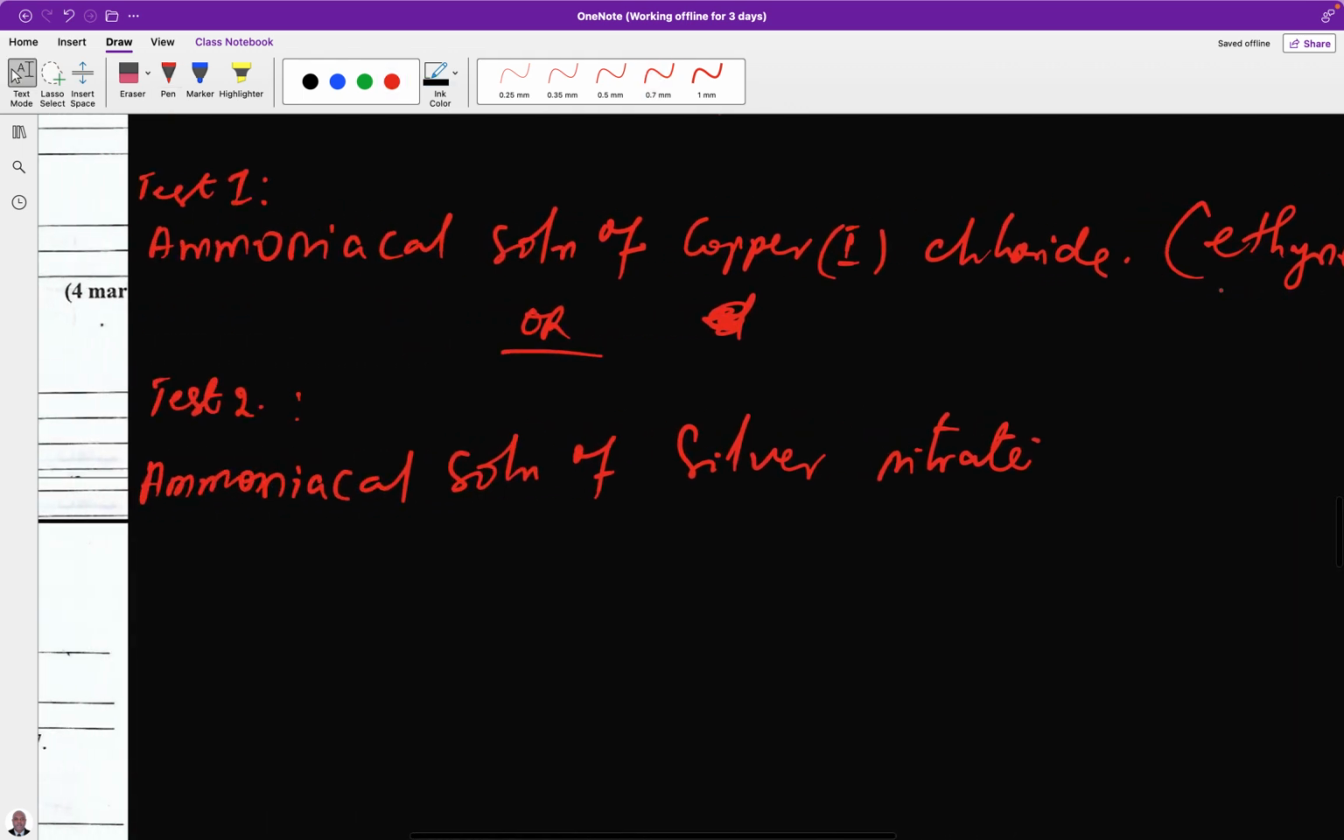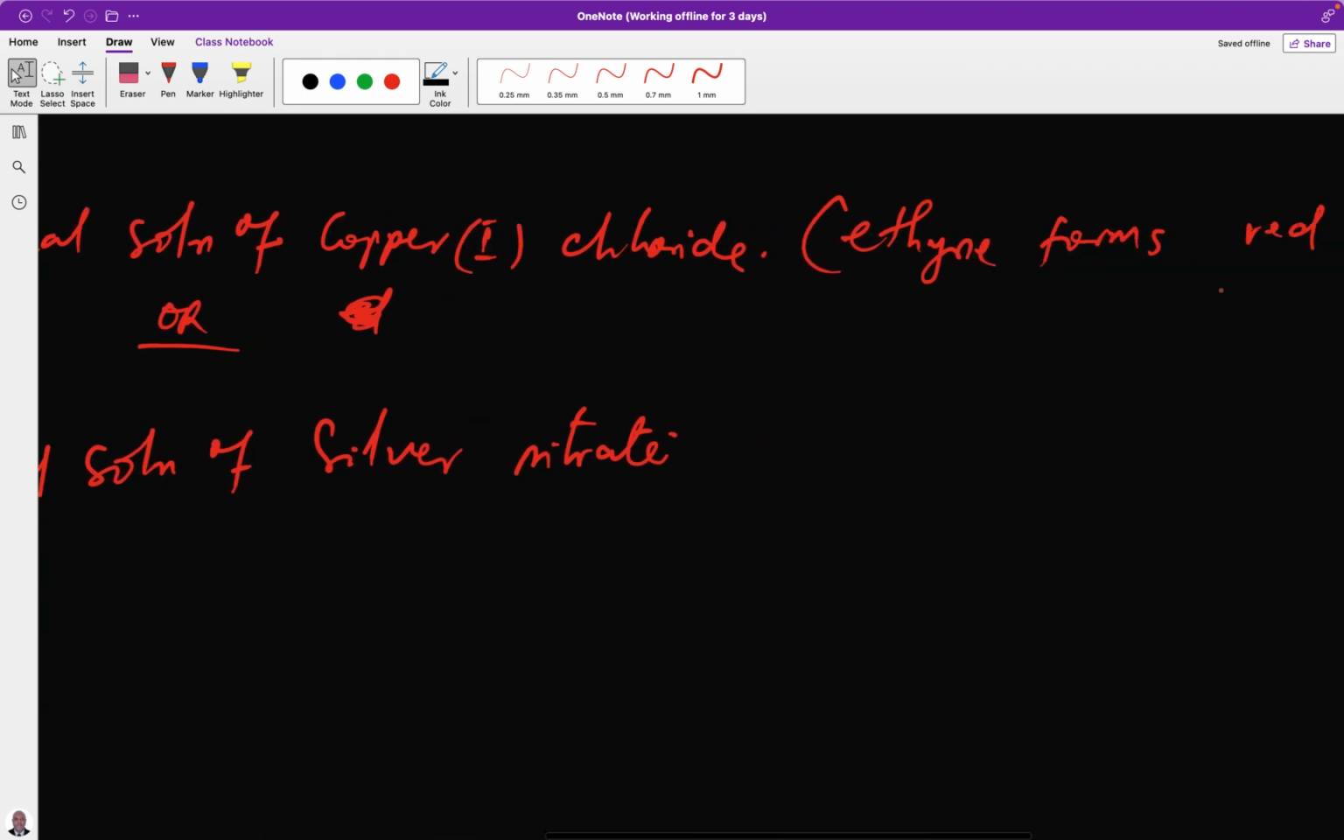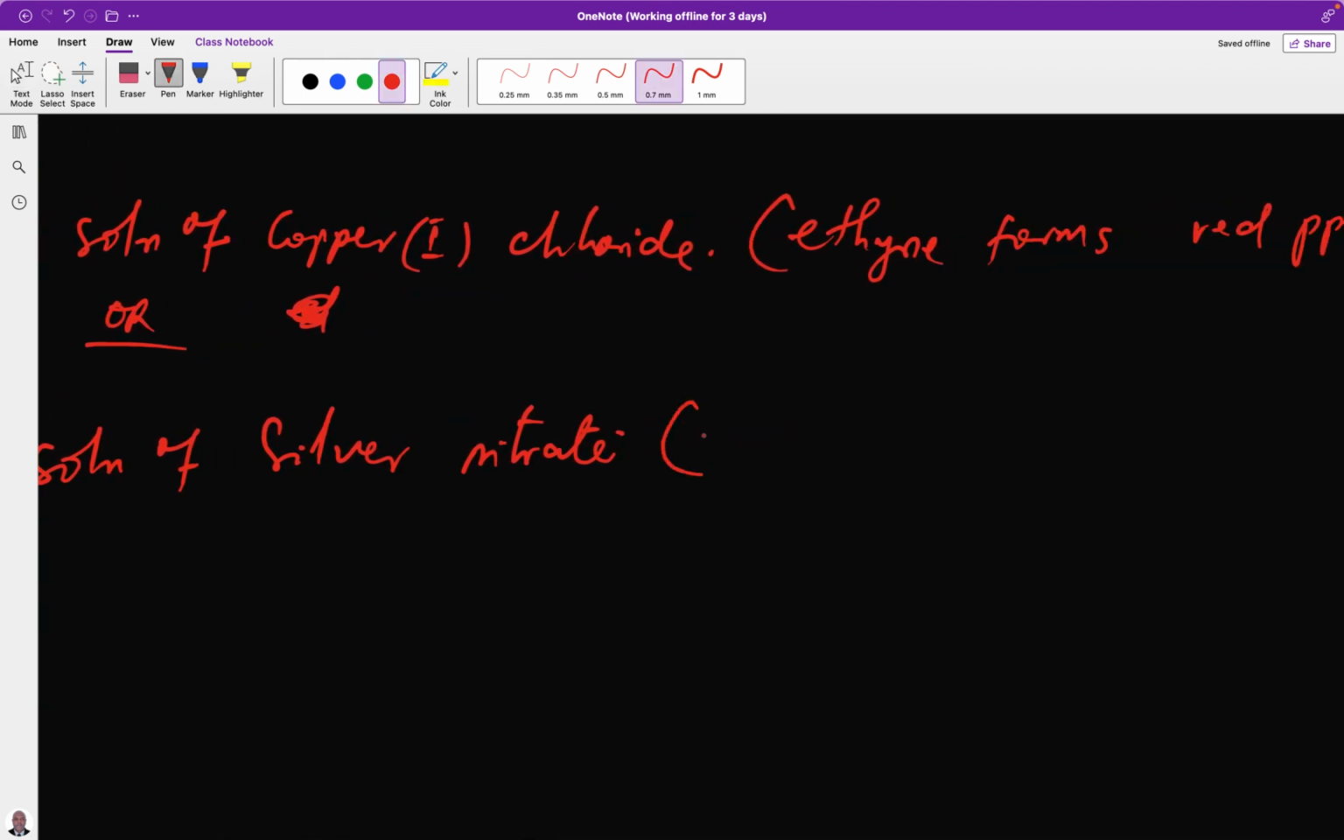Then, if you use test 2, ammoniacal solution of silver nitrate, you can say ethyne forms a white precipitate with ammoniacal solution of silver nitrate, but ethene does not.